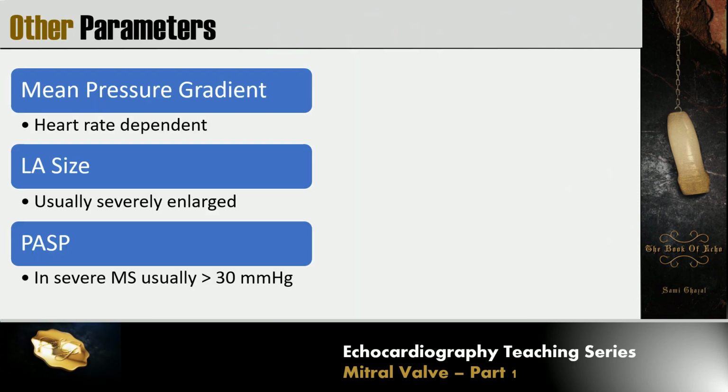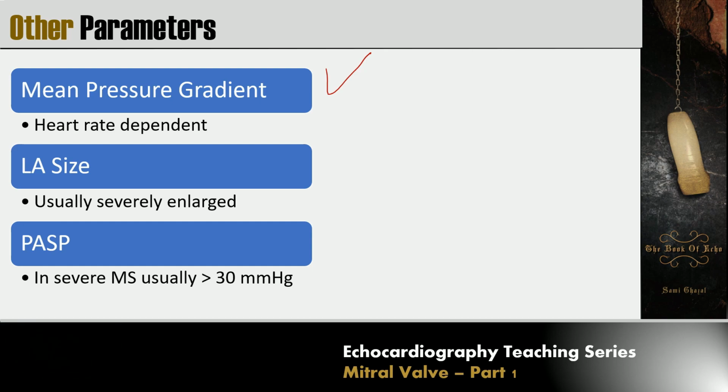Now we have other parameters that also can help us in supporting our grading. The mean gradient, which, as mentioned, is heart rate dependent. The way to do it, we have to optimize the angle of the ultrasound beam to be as parallel as possible to the direction of the flow. And the way to do that, if we apply color flow Doppler, we should see the direction of the flow and then try to align our CW cursor.